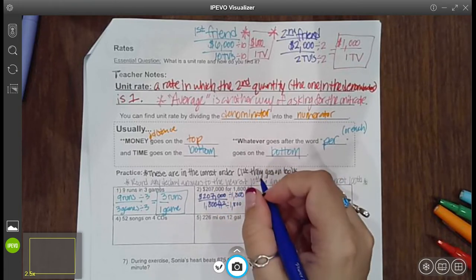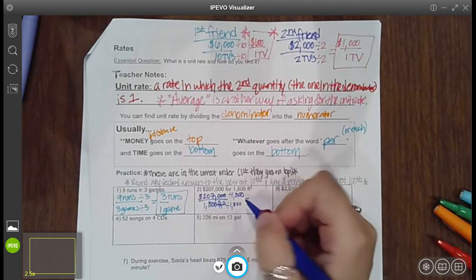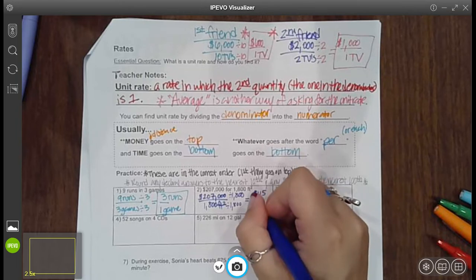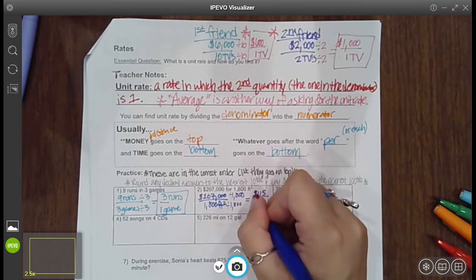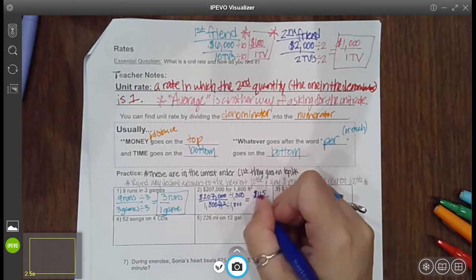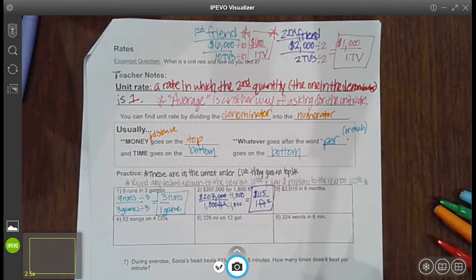Okay, let's go ahead and get our calculator out and divide 207,000 by 1,800. You divide that and you get 115 on top. And you get 1 on the bottom, right? Because 1,800 divided by 1,800 is 1. And that unit was square feet. So it's $115 per square foot.